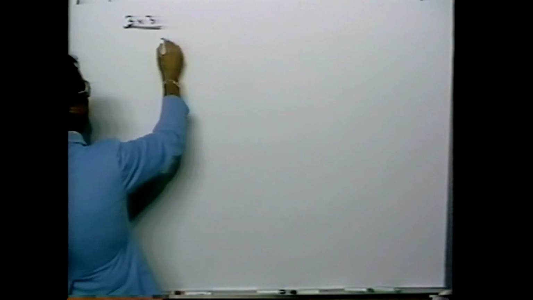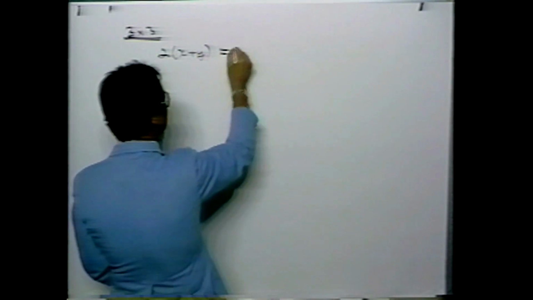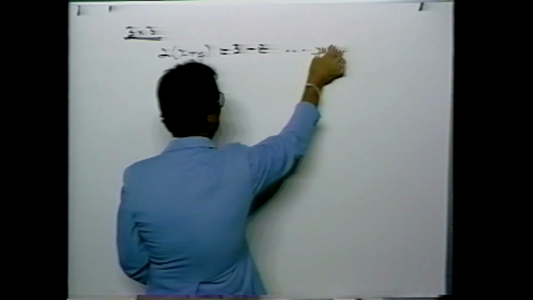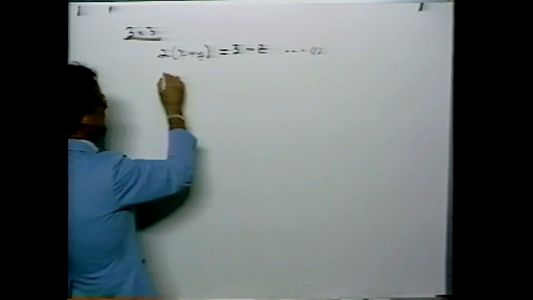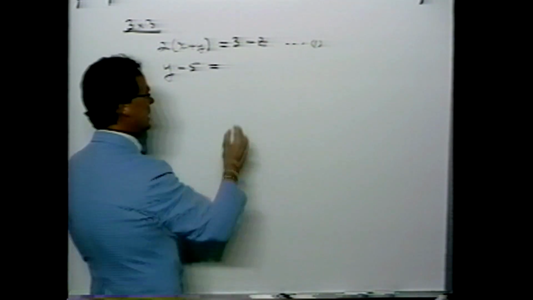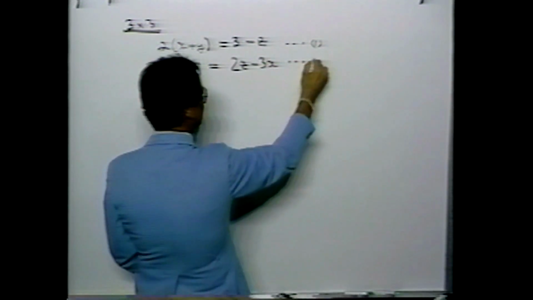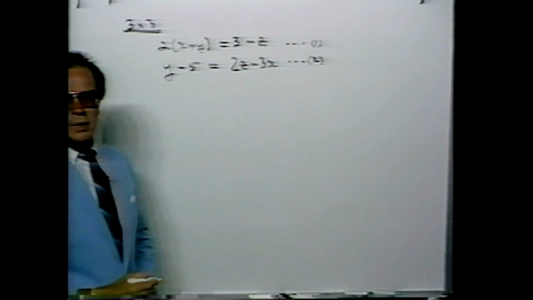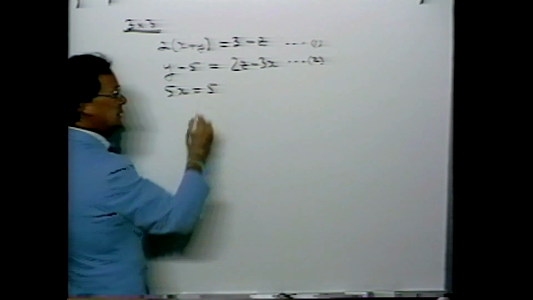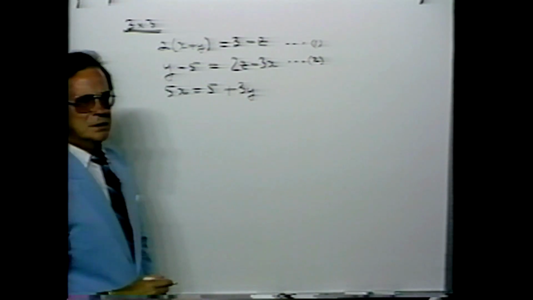2 times x plus y equals 3 minus z. That's equation 1. Y minus 5 equals 2z minus 3x. And the third equation is 5x equals 5 plus 3y plus 7z.